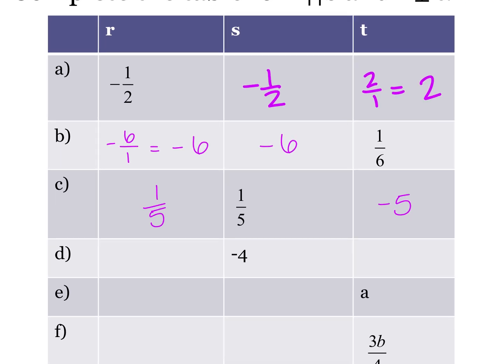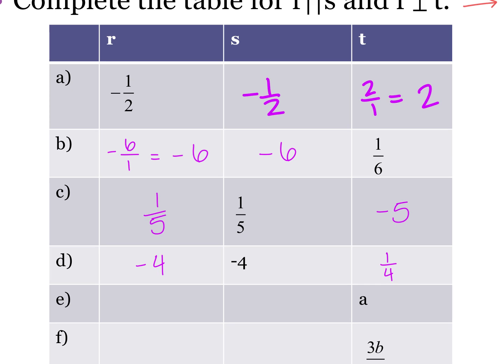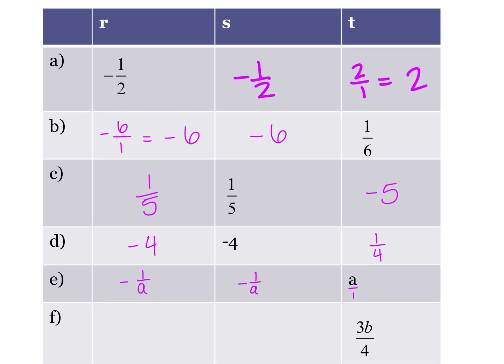All right, D for r. Negative 4. And then what about t? Go ahead, Katya. 1/4. Good. All right, let's look at r for E. Good. Negative 1 over a. So think of your a as a whole number. Putting it as a fraction would be over 1. It's just a regular variable. Changing it to a fraction, you put it over 1. So the reciprocal is 1 over a, and then the opposite is negative. So what would s be? Negative 1 over a. Good. And then looking at the last one, what would my answer be for r for F?